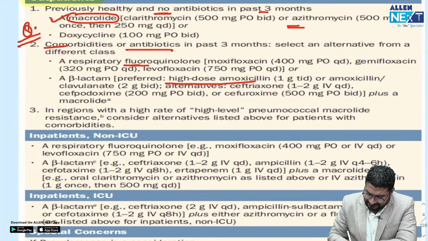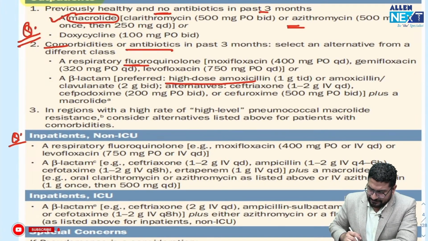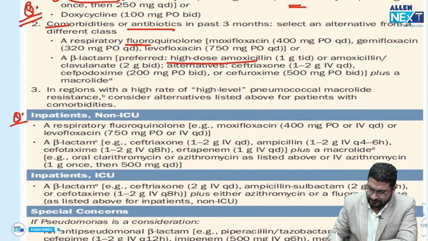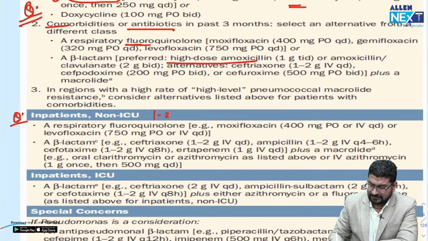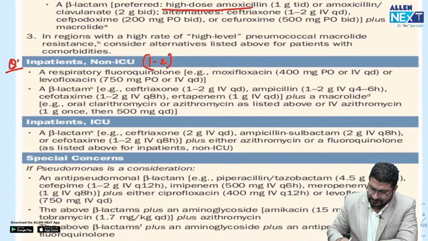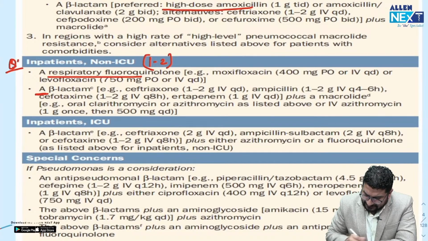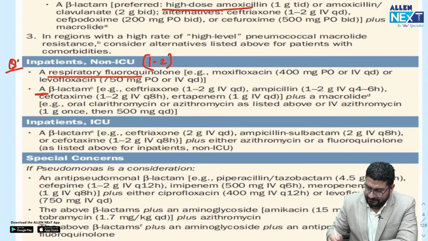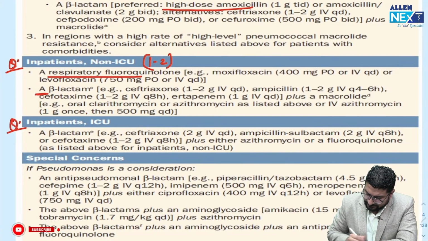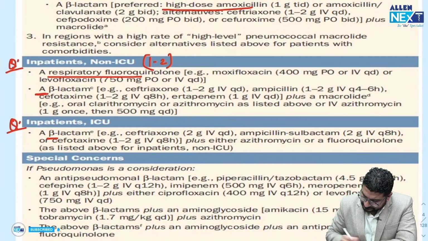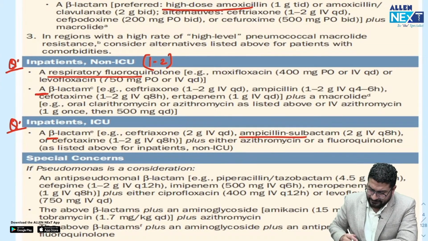Then in the last attempt, there was a question on how you will treat an inpatient non-ICU patient, when the CURB score is 1 to 2. In this case, we will use a respiratory fluoroquinolone, or a beta-lactam like ceftriaxone or ampicillin. This question was also asked in the exam. We will use a beta-lactam, like the ampicillin sulbactam combination, or we can use cefotaxime.